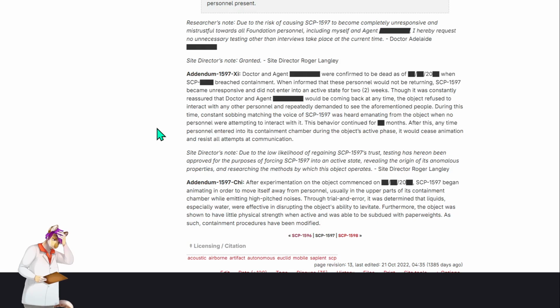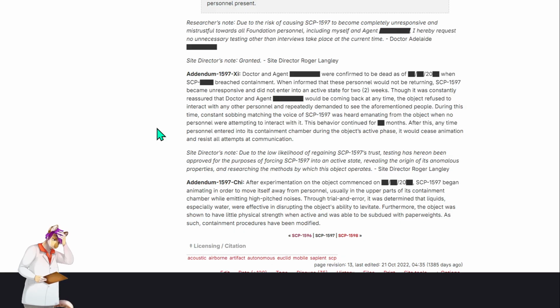Addendum 1597-E. Doctor and Agent Blank were confirmed to be dead when SCP-1597 reached containment. When informed that these personnel would not be returning, 1597 became unresponsive and did not enter into an active state for 2 weeks. Though it was constantly reassured that Doctor and Agent Blank would be coming back at any time, the object refused to interact with any other personnel and repeatedly demanded to see the aforementioned people. During this time, constant sobbing matching the voice of 1597 was heard emanating from the object when no personnel were attempting to interact with it. This behavior continued for double-digit months.